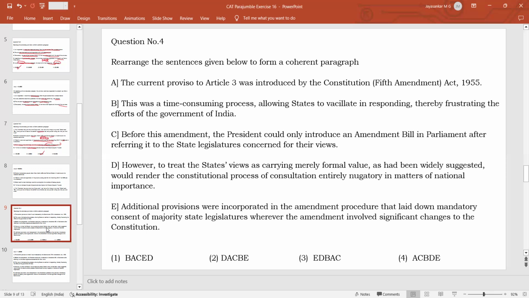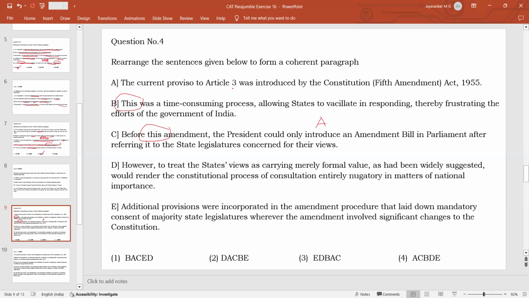So, what will be the structure here? See, all these are containing prepositions, so this cannot be the first sentence. However, additional provisions were incorporated. So we can very clearly see that option A will be the first sentence because it talks about the current provision to Article 3 was introduced by the Fifth Amendment to the Constitution. So we are talking about an amendment that has been done to the third article of the Indian Constitution.